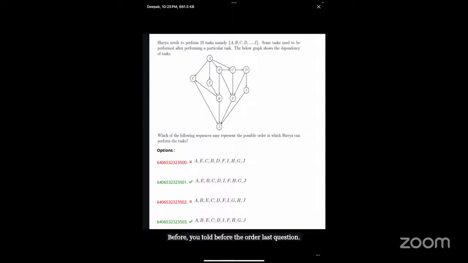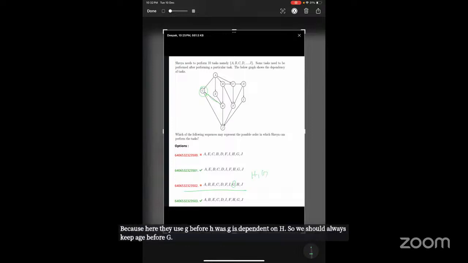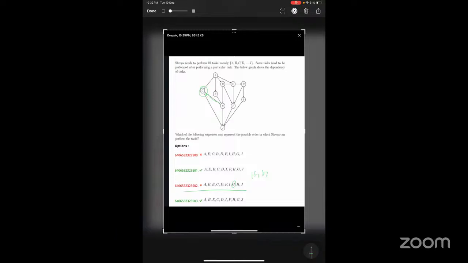Okay. Topological sort. The third option is wrong. This option is wrong because here they use G before H, but G is dependent on H, right? So we should always keep H before G. That is why the option is wrong. Okay. Is it clear? The second option is correct.